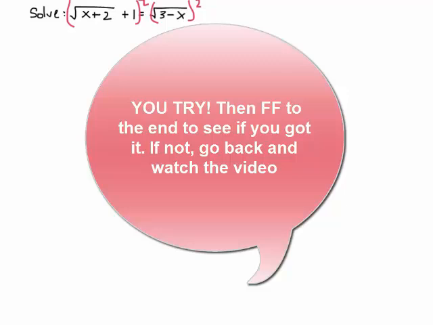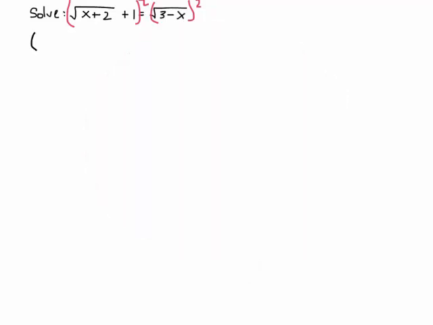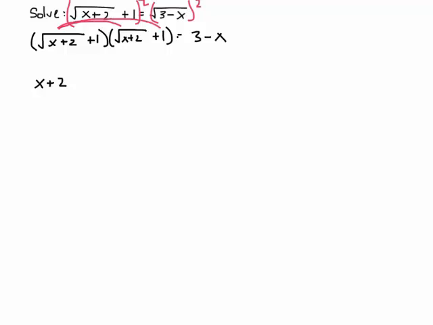So on the left side, I'm going to have to write that out twice. The square root of x plus 2 plus 1 times the square root of x plus 2 plus 1 equals the square root of 3 minus x squared, which is 3 minus x. Alright, now I start to FOIL this. The square root of x plus 2 times the square root of x plus 2 is x plus 2. The square root of x plus 2 times 1 is the square root of x plus 2.